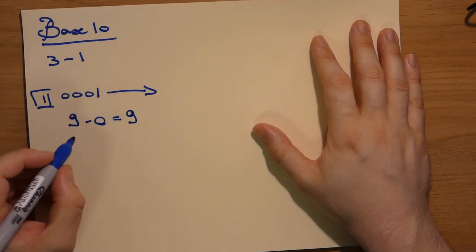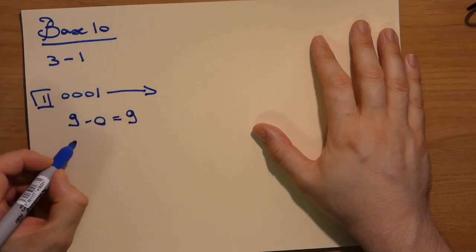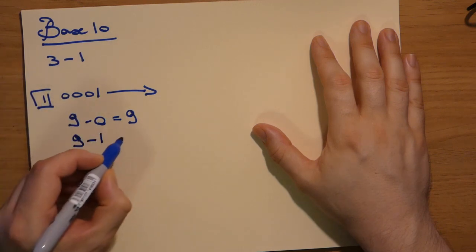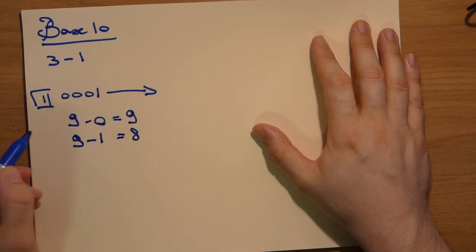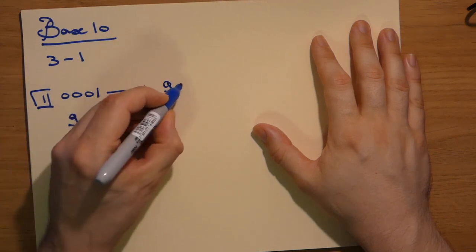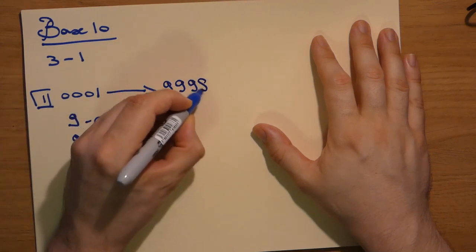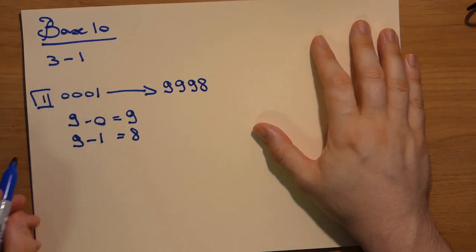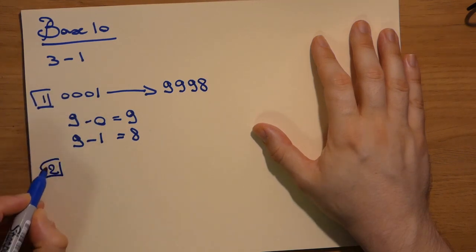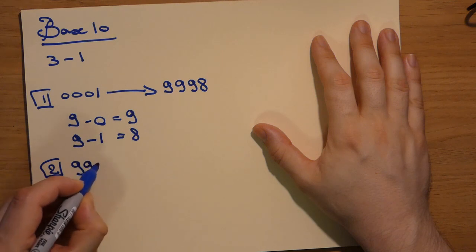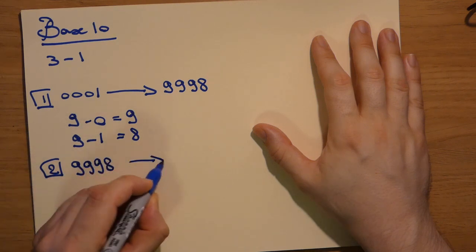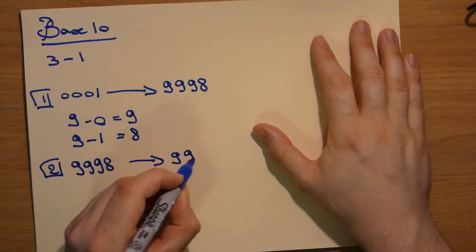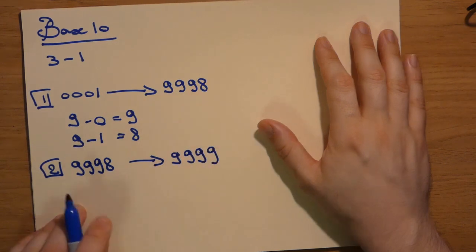And then I have 1. Well, the first 3 will be the same. Then I have 1. So 9 minus 1 is 8. So I will get 9, 9, 9, 8. And then the second step is I add 1. So that will give me 9, 9, 9, 9.